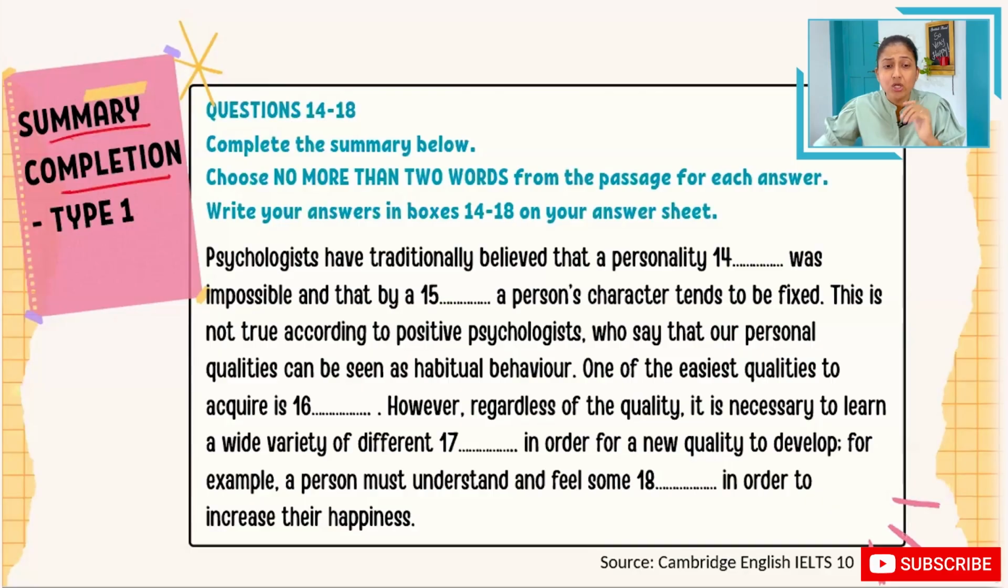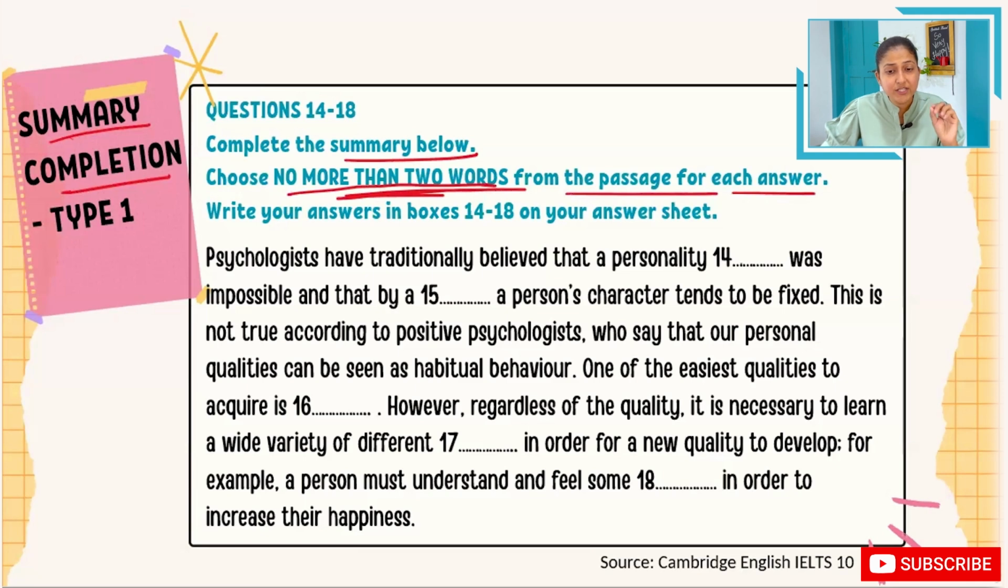You must have done that in your school days when you got a passage, an unseen passage maybe, and then a summary which you had to fill in with the help of the words given in the passage. Something similar. Look at this. It says you have to complete the summary below. Plus you have to choose no more than 2 words. You can't choose more than 2 words from the passage for each answer.